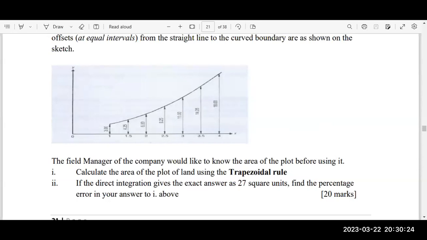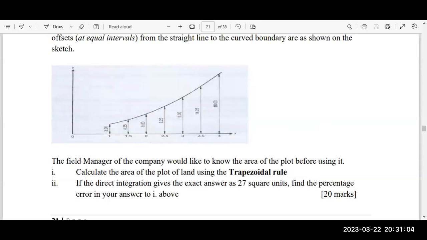It says, if the direct integration gives the exact answer as 27. It didn't ask you to find the actual integration. But if, just like the first part, you never know what to do and they talk about direct integration, you try the direct integration and you get your 27. What they're saying is, find the percentage error in your answer to the one above. Oh, I see it now, sir.